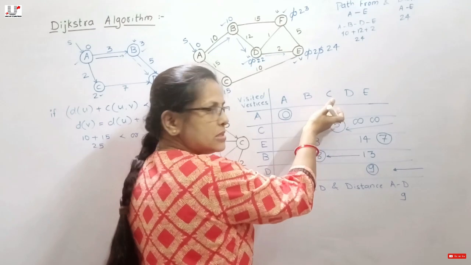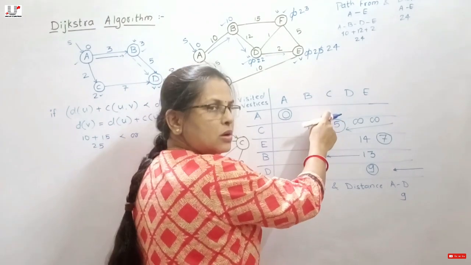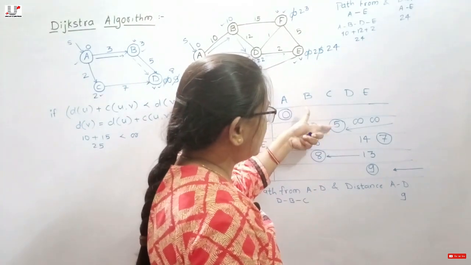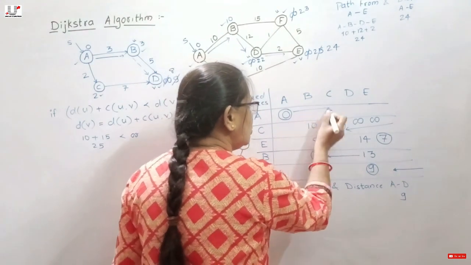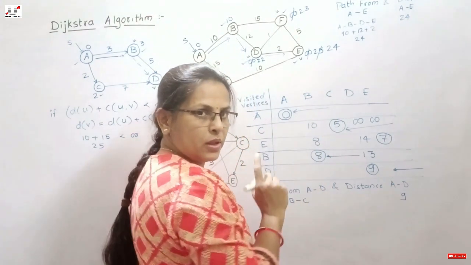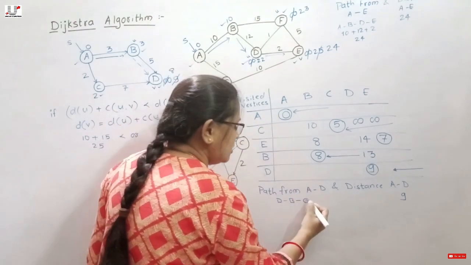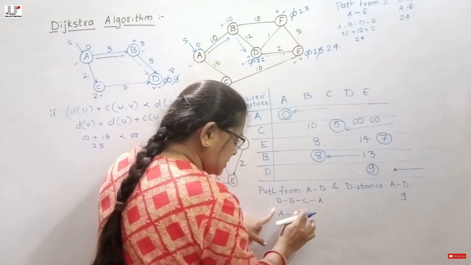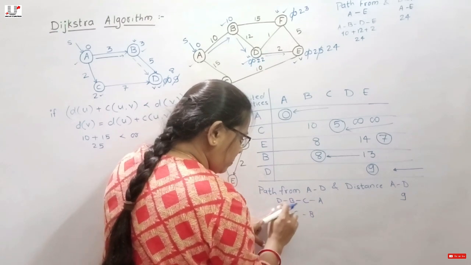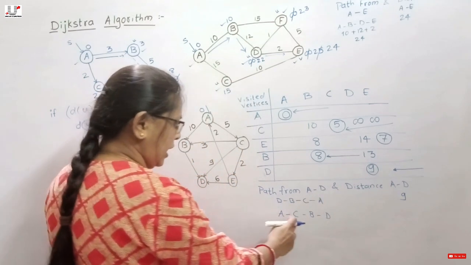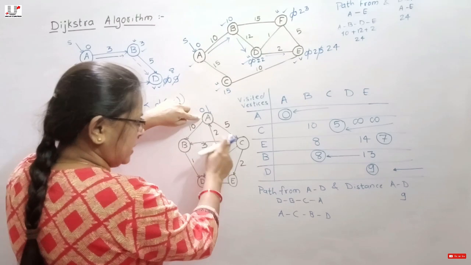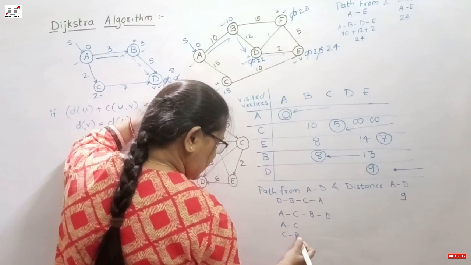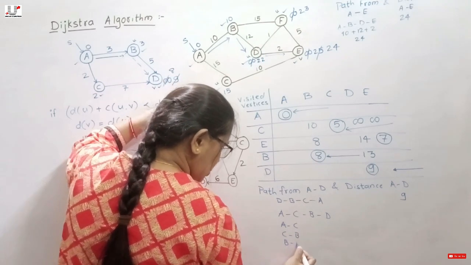As there is no weight given in the previous row for the same column, select the node with minimum distance. So it's A. So this is the path: A to C, then C to B, and from B to D.